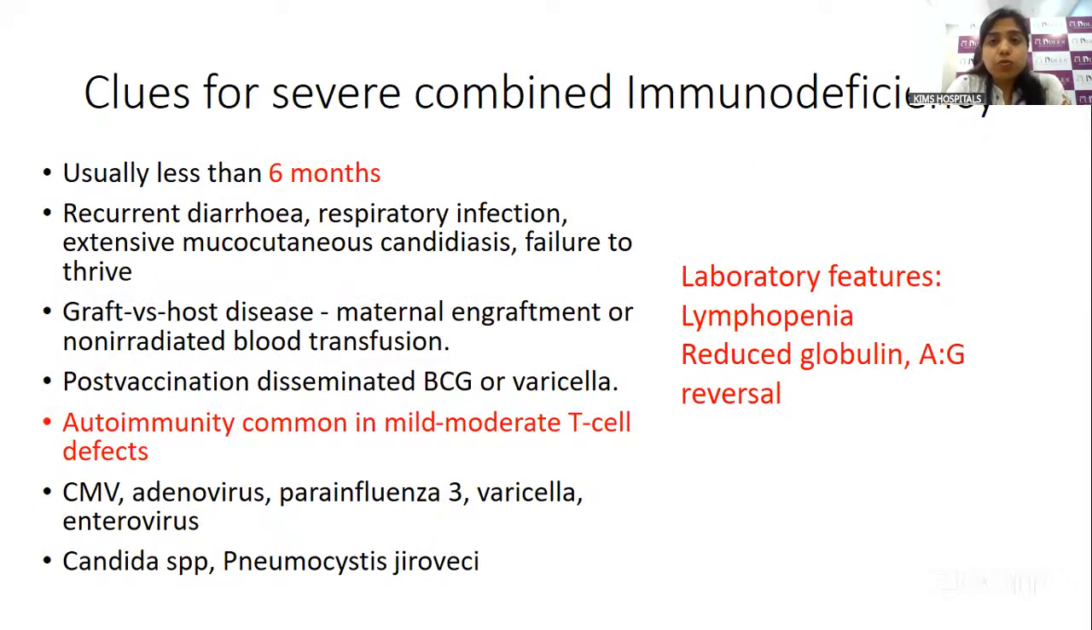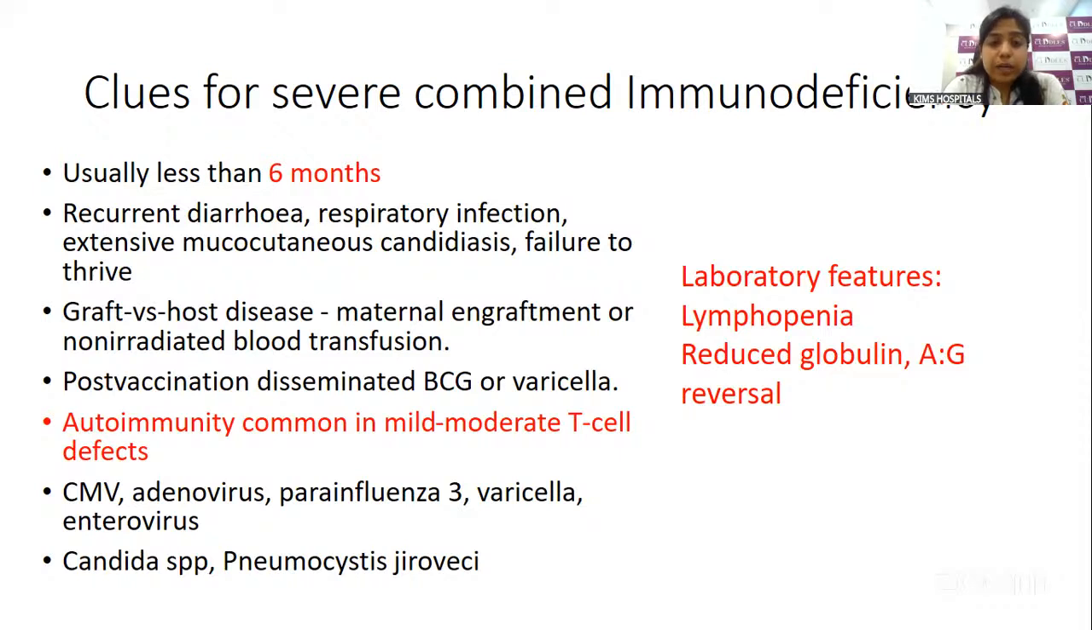Coming to the clues for severe combined immunodeficiency, we have seen 2 cases till now. The usual age of presentation is less than 6 months, but the presentation varies based on the severity of mutation. They can have recurrent diarrheas, pulmonary infection, extensive mucocutaneous candidiasis, and failure to thrive.